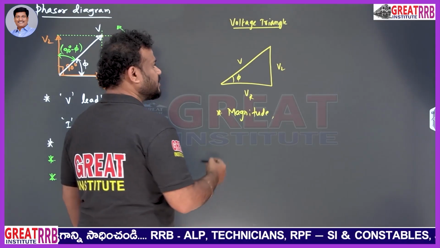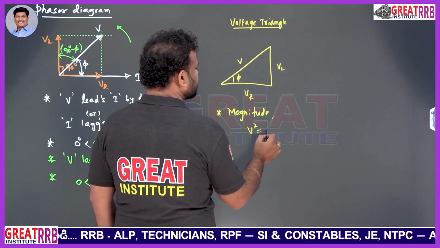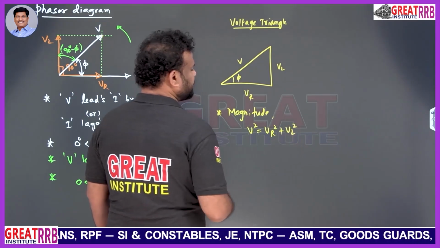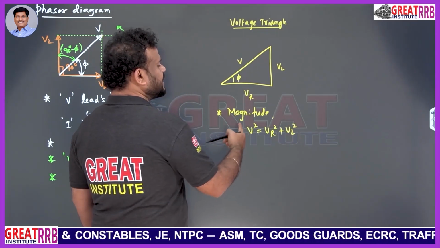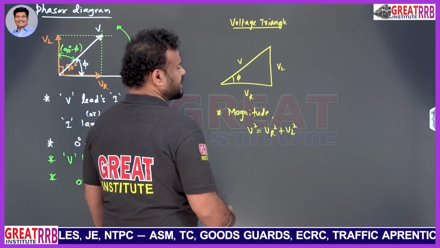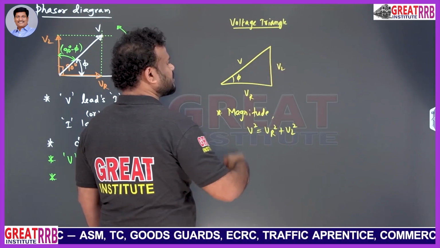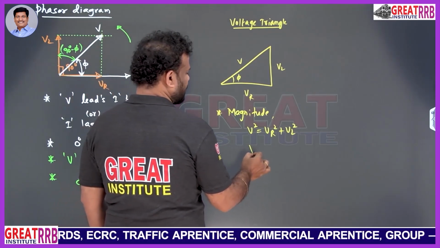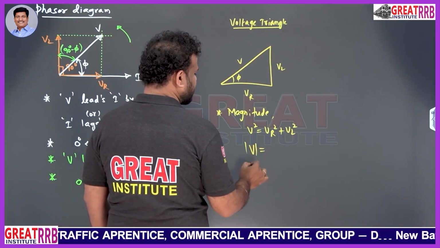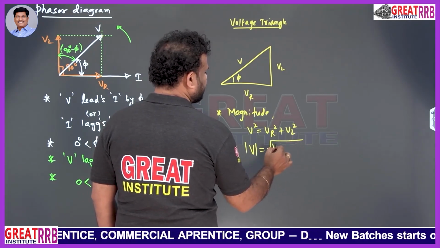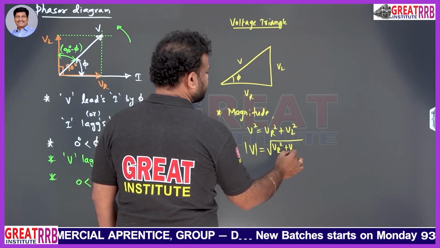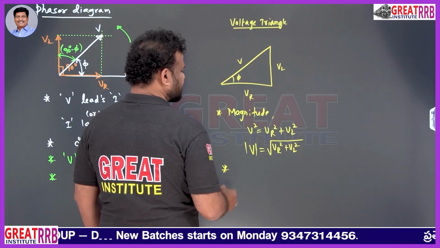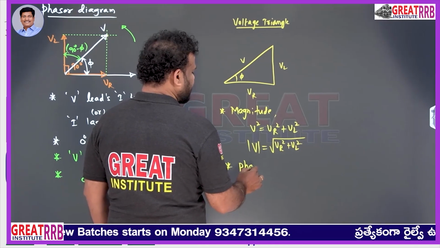From Pythagoras, I could write V square is equal to VR square plus VL square, where hypotenuse square is equal to the sum of the sides square. Therefore, V is equal to, I said it is a magnitude, under root of VR square plus VL square.